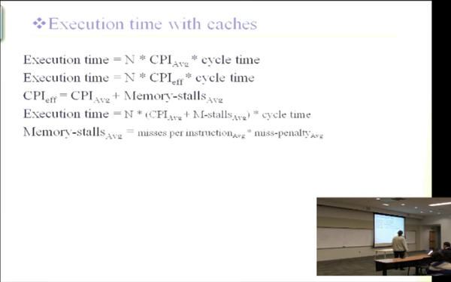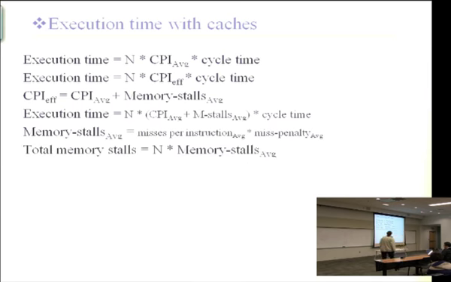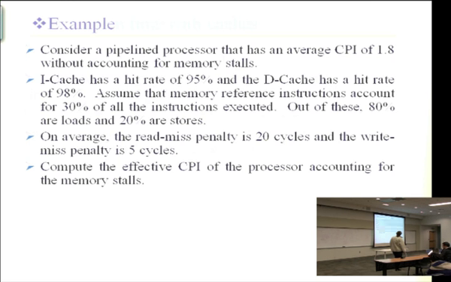So let's see how we calculate this memory stalling. It's misses per instruction average times miss penalty average. Why does it make sense? Well, you have to calculate how many misses you have per instruction, and the penalty is how long it takes to recover from the miss, to bring the actual data. So now the total memory stall would be the number of instructions times memory stalls.